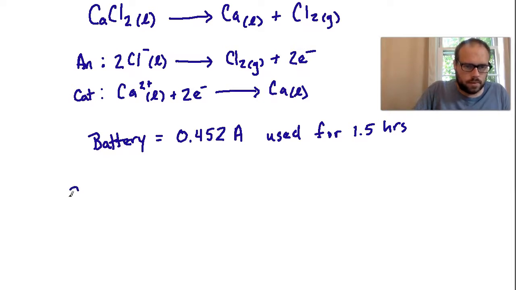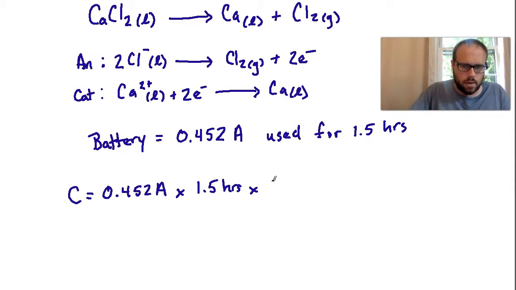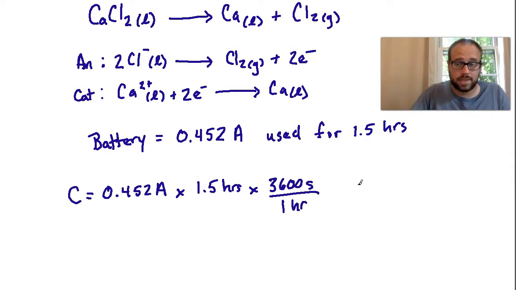First of all, we need to find the coulombs. So the coulombs are going to be equal to the amp rating, 0.452 amp, times the seconds. Now we're told hours here, so we have to convert that. So 1.5 hours, times 3,600 seconds in every 1 hour, right? It's 60 and 60, 60 seconds to a minute, 60 minutes to an hour. And then that is 1 coulomb per 1 ampere second. So if you look at all of this, you're going to cancel out your hours, the seconds and the amps, so you're just going to end up with the coulomb here, which is what you're looking for.